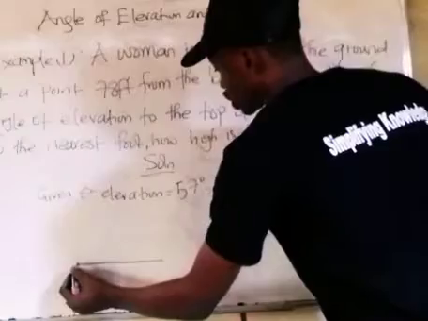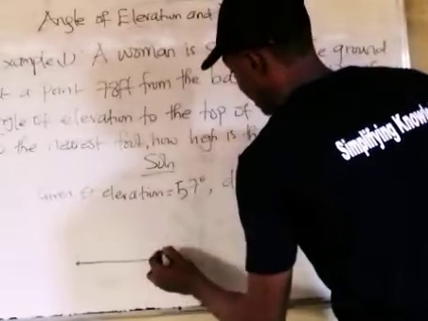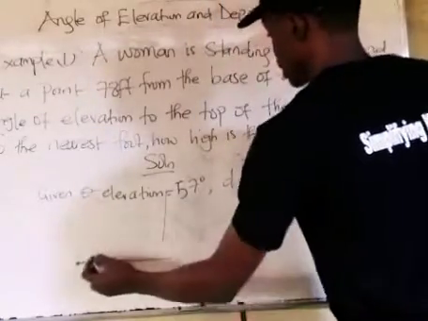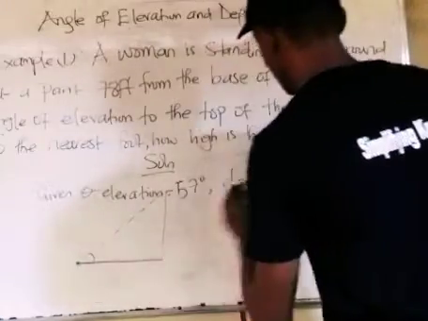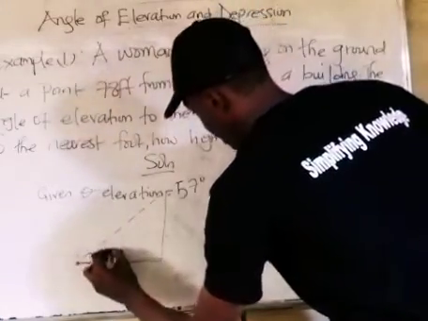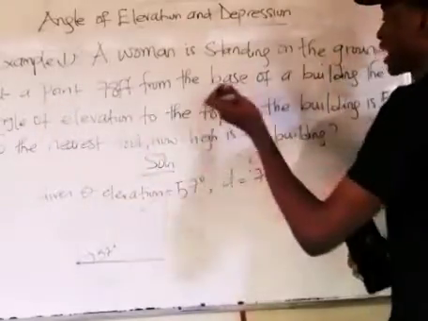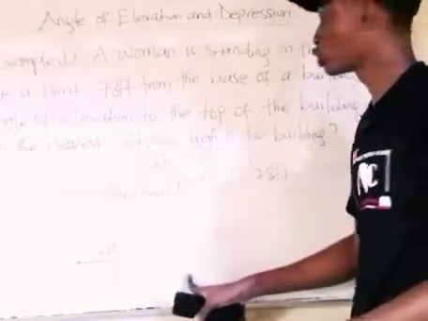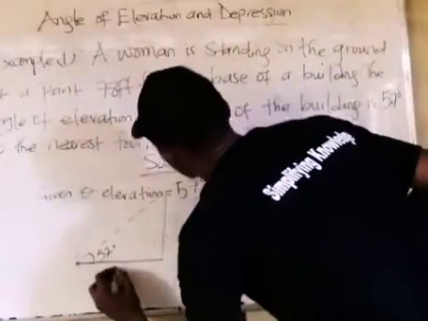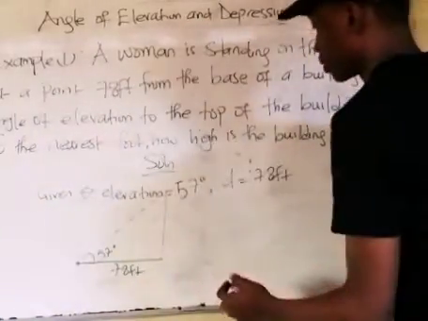No. So let's assume that this is the woman's line of sight, and let's assume that this is the building. So there is an angle of elevation that is here. And what is it? They gave us to be what? 57 degrees, right? Now they said the distance between the woman and the foot of the building is what? 78 feet. So from here, we can solve.